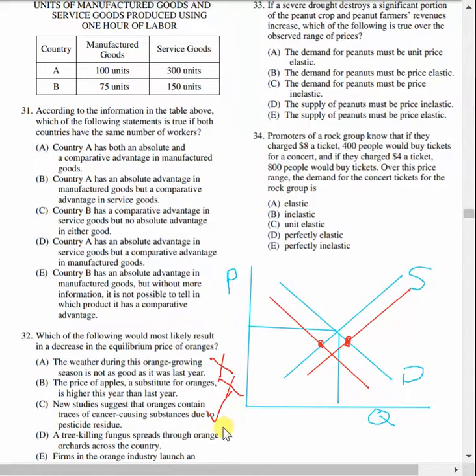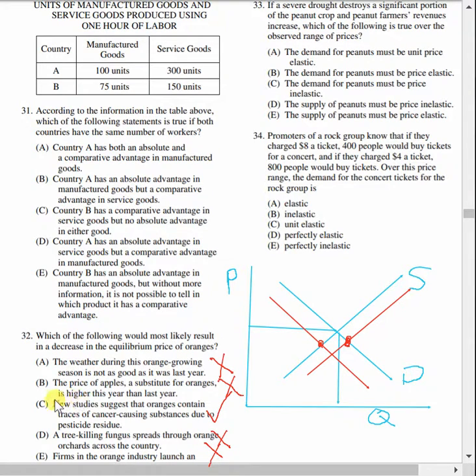A tree-killing fungus spreads through orange orchards. That's the same as B, or actually A, where the supply goes down, and if the supply goes down, we're going to have an increase in price, so that would be incorrect. And finally, firms in the orange industry launch an effective advertising campaign. That would increase demand, which is the opposite of what we're looking for. So here the choice is C.